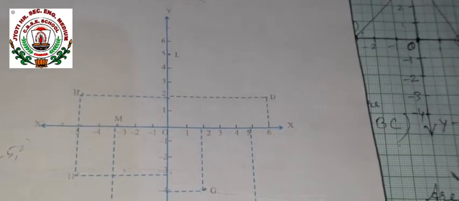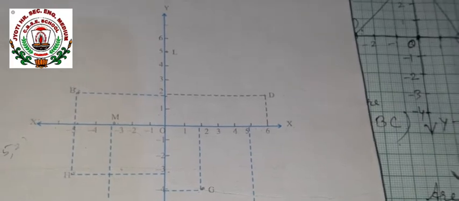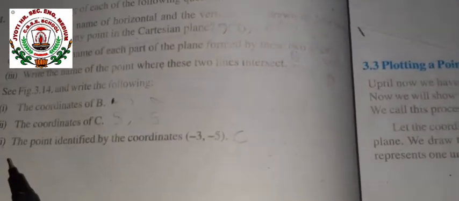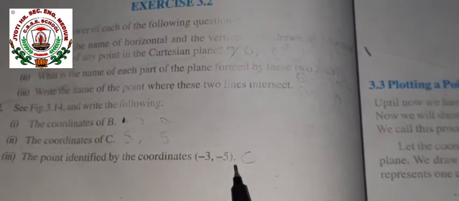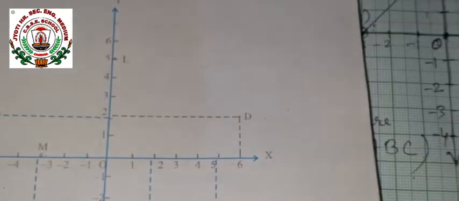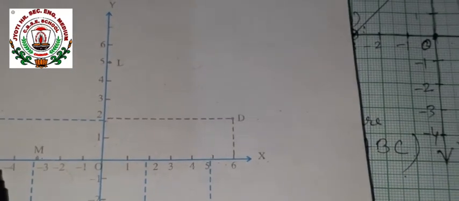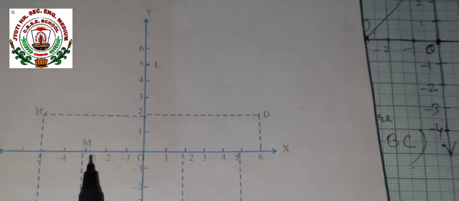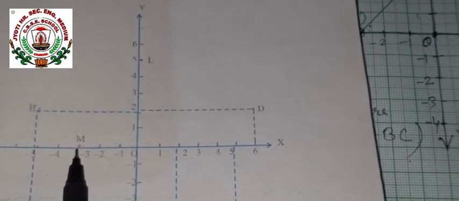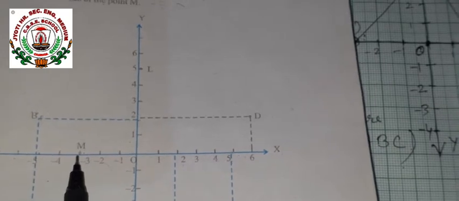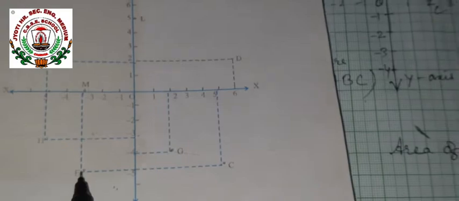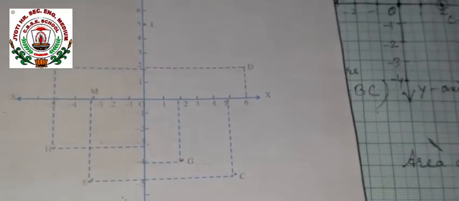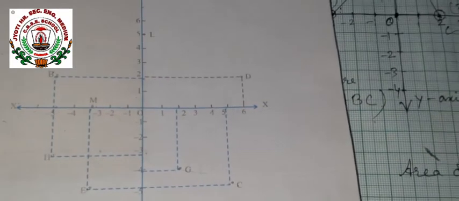Okay. Third question, the point identified by the coordinate minus 3, minus 5. So here you can see minus 3. Minus means towards the left side. X-axis minus 3. So here it is minus 3. Okay. And then minus 5. Minus 5 means down. Where it is? So which point is this? E. So you can write for third question's answer E.